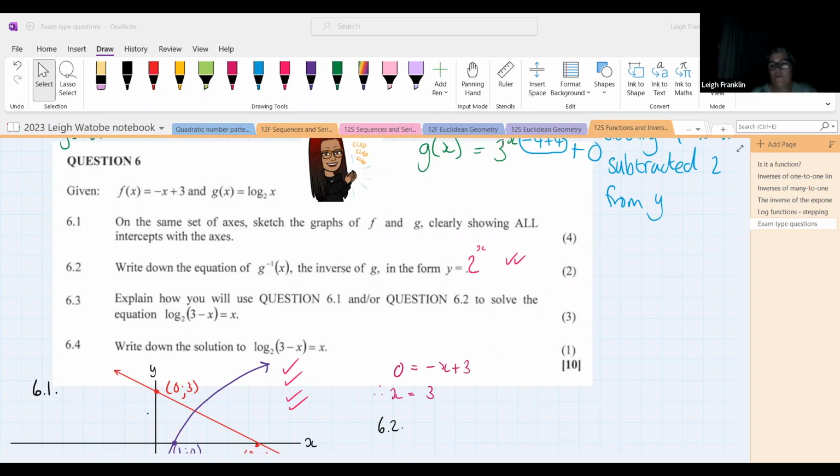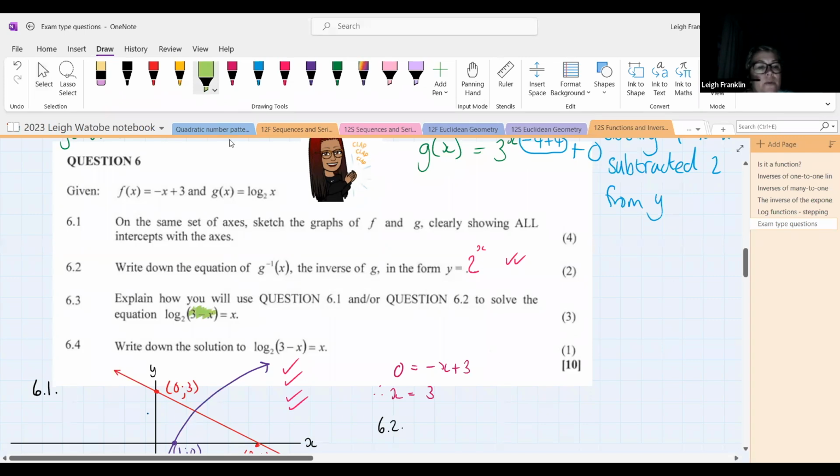It does, Pinker. That's a really nice point. It is like a combination of the two, 100%. Can you see that what's in the bracket here, this 3 minus x, is the same as that, isn't it? X minus x plus 3. So these two have to be related to one another in some way.